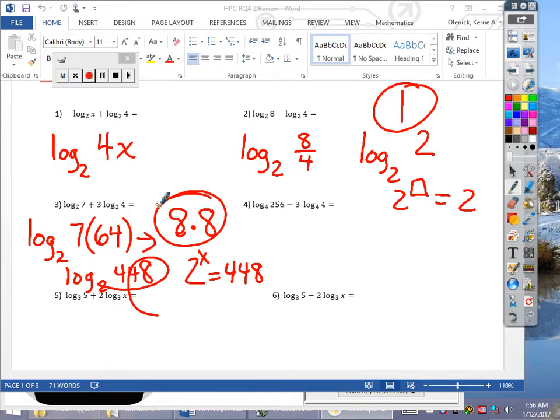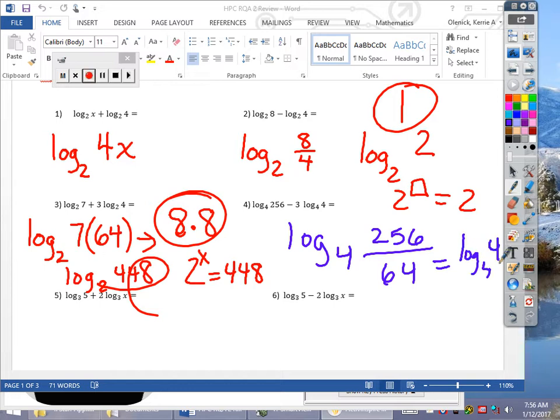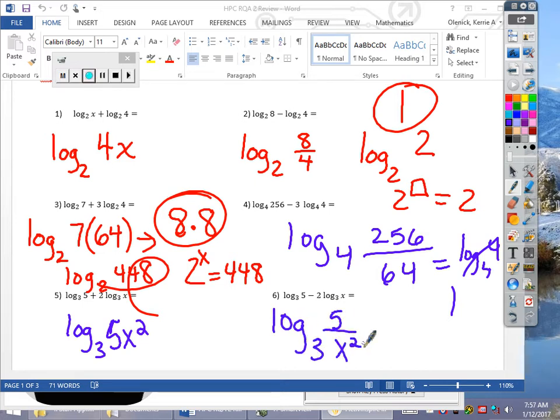Okay, number 4 should be the log 4 of 256 divided by 64, which is log 4 of 4, which is 1. Shortcut, when they match, it cancels to 1. It simplifies to 1. Okay? All right, this last one should be log 3 of 5x squared, because this 2 had to come up. And this one here should have been log 3 of 5 divided by x squared.